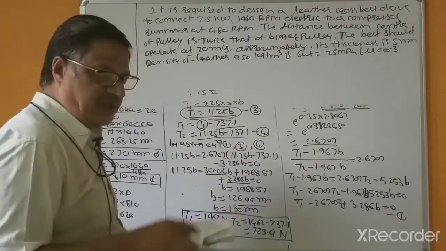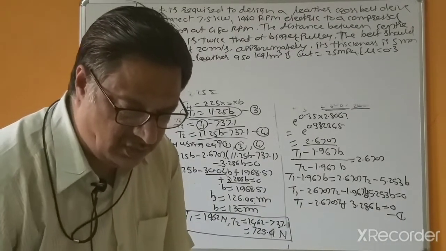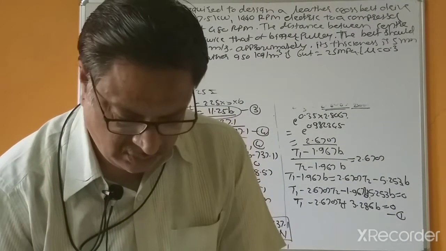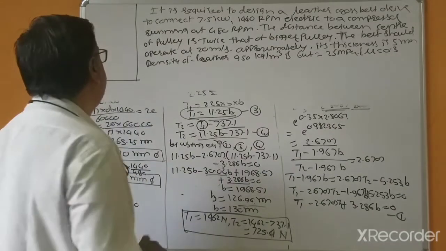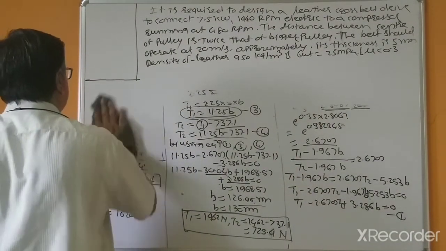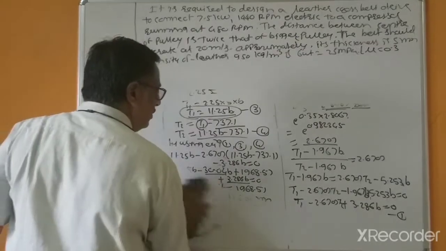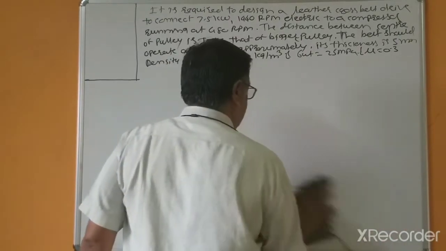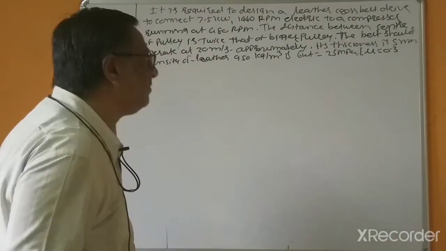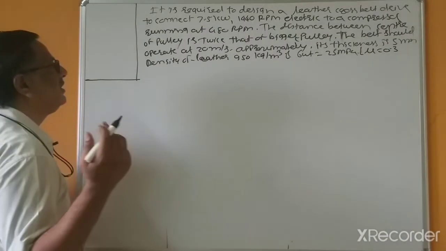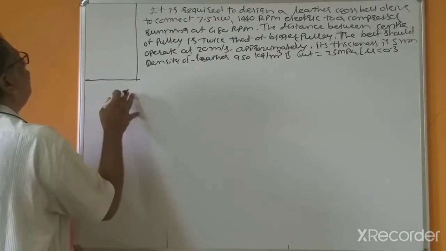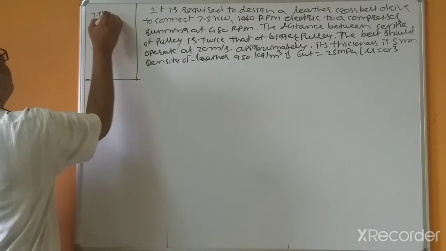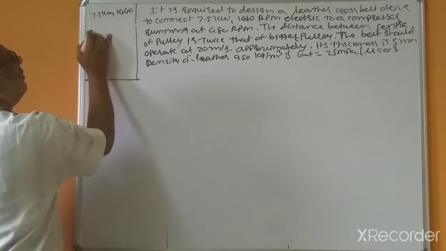So it is required to design. In the previous problem that was not given. Design means you have to calculate tensions, similar to the last problem. Design means here width, actual width. 7.5 kilowatt, 1440 RPM.